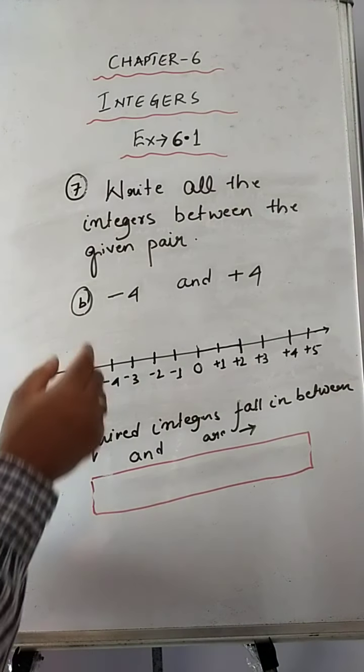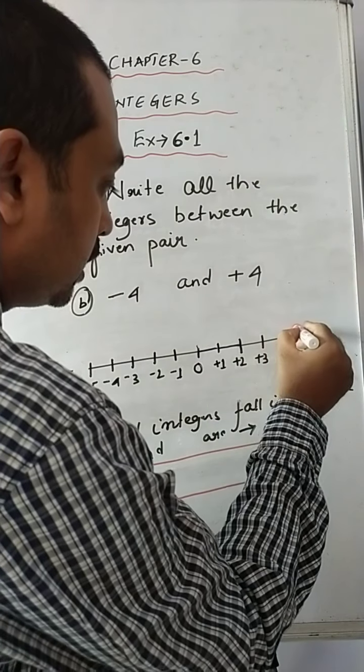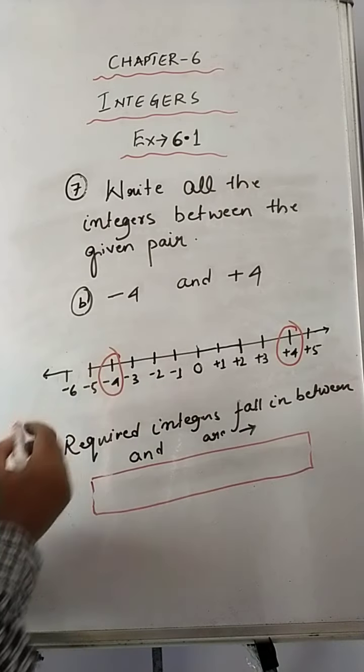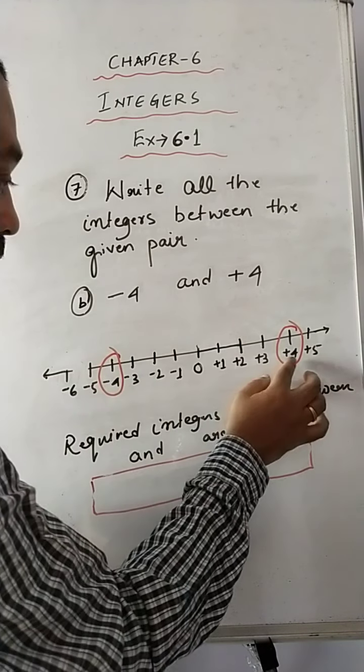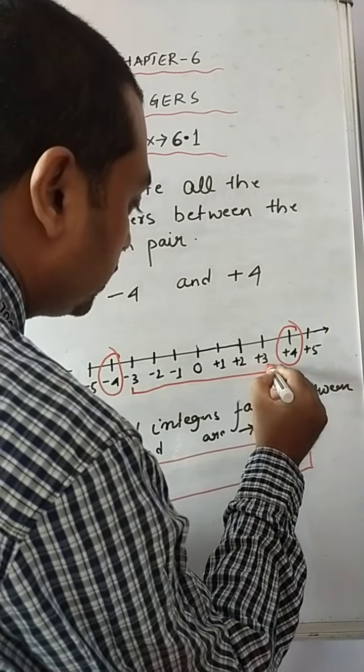Now which are the two integers given in the question? Minus 4 and plus 4. Let us first represent all those things. This is plus 4, okay, and this is minus 4. Now which are the integers that fall in between plus 4 and minus 4? These are all the integers.